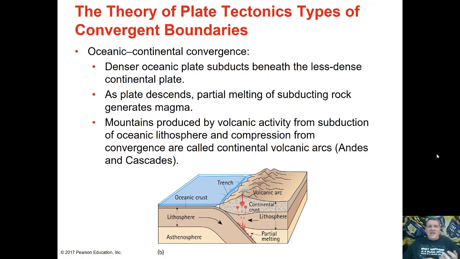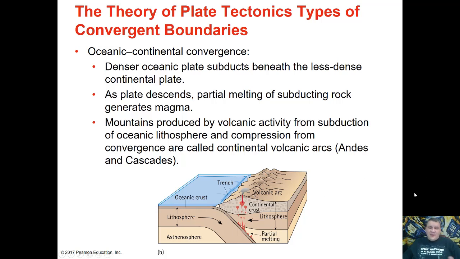We can also have oceanic continental convergence. This is where we have an oceanic plate crash into a continental plate. The oceanic crust is always going to be denser, so it's going to be the one to subduct. But again, this is going to lead to friction and partial melting, which will then lead to the formation of volcanoes along the continent.